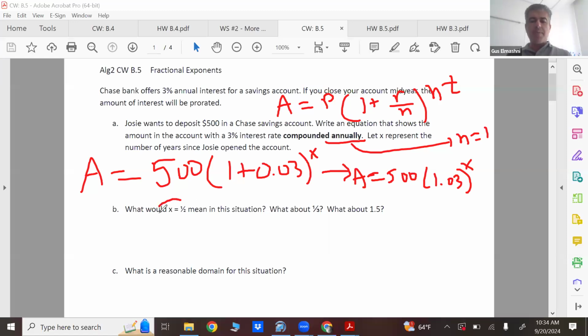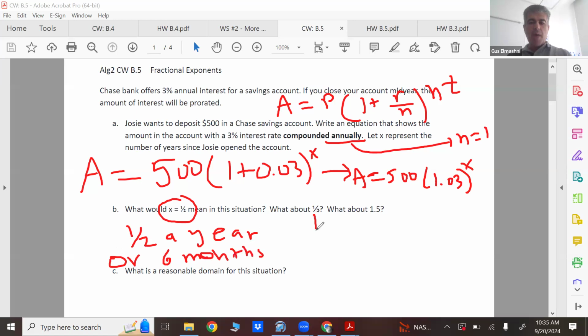Now, what does X being a half mean? So X is the number of years, so it's half a year, right? And how many months is half a year? Or 6 months, yeah. Because she wants to leave this account mid-year. How many months will be a third?